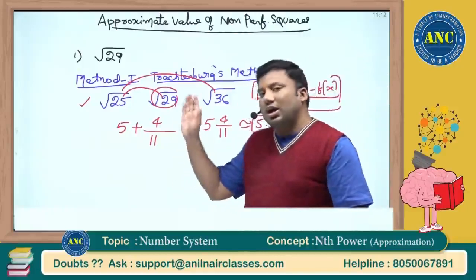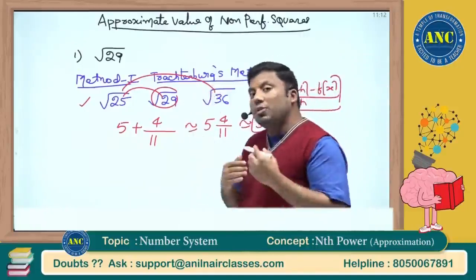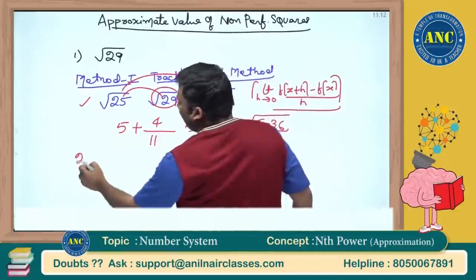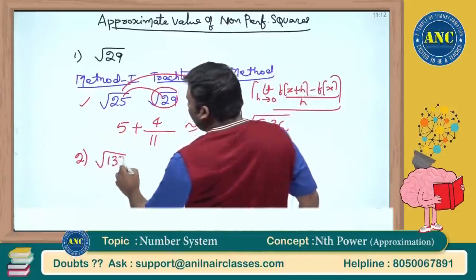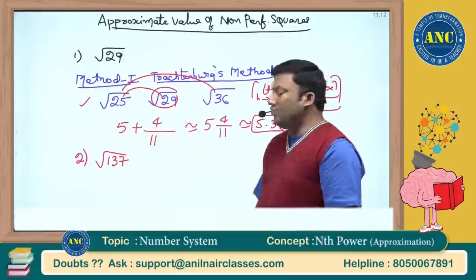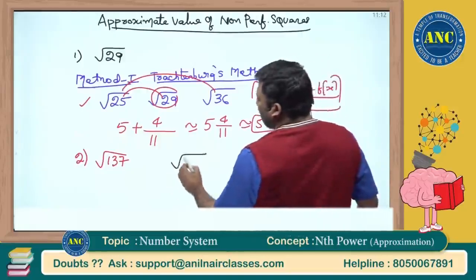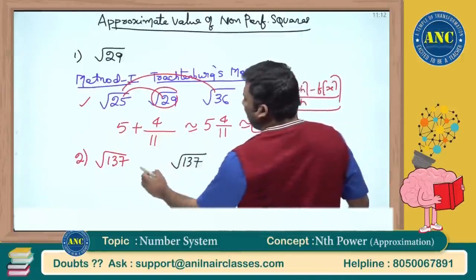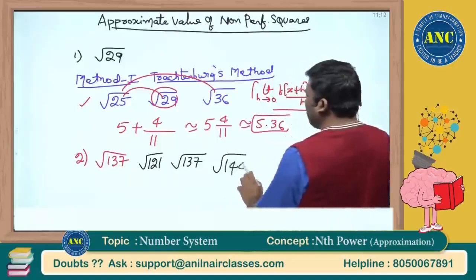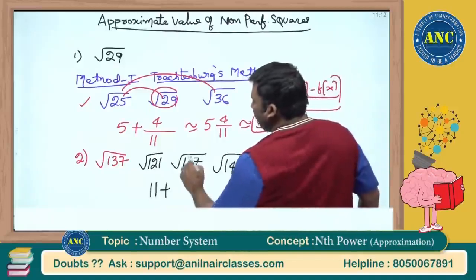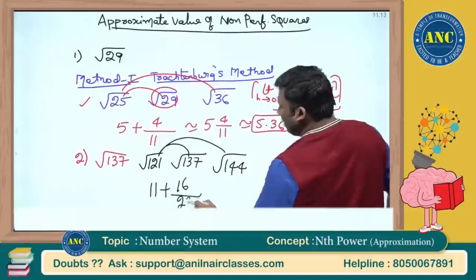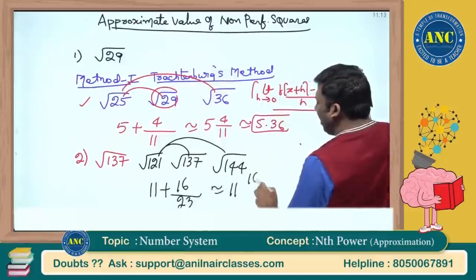I am not interested in a foreigner's way of solving. Ramanujan has proposed another interesting way to solve a problem that we will see. One more example. Square root of 137. A perfect square never ends with 2, 3, 7 or 8. It lies between 11 square, which is 121, and 12 square, which is 144. 11 plus 137 minus 121 is 16, 144 minus 121 is 23. Approximately it is 11 and 16 by 23.